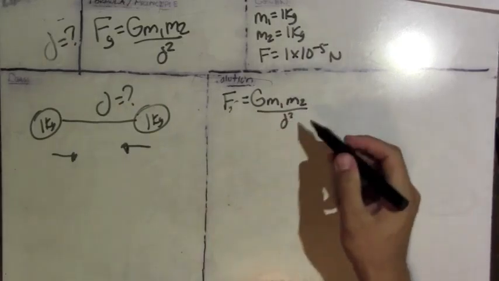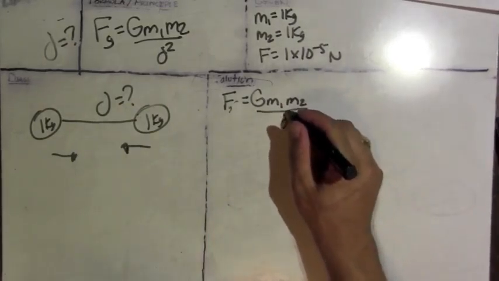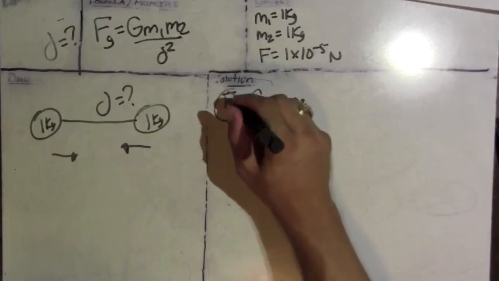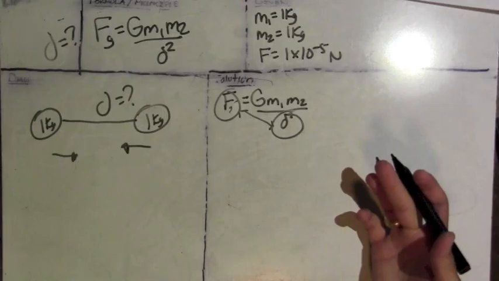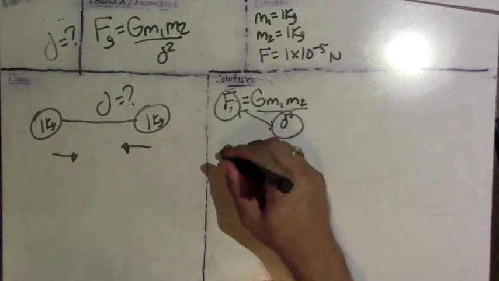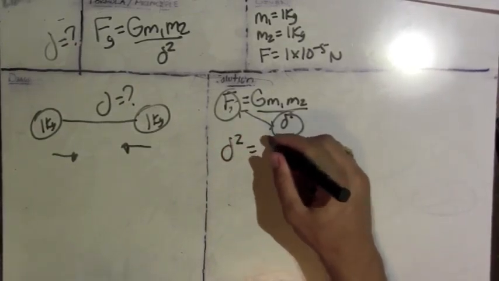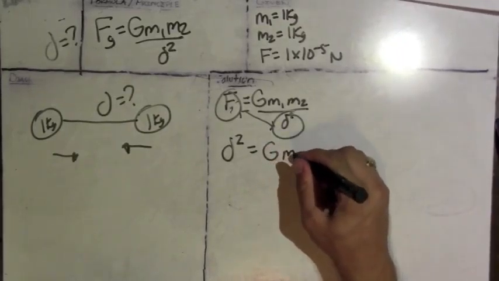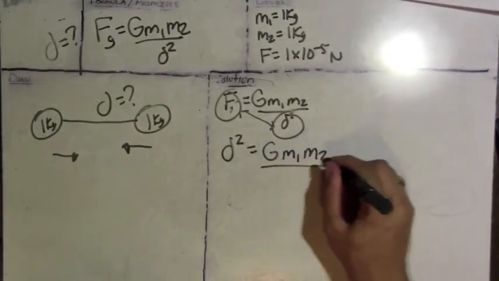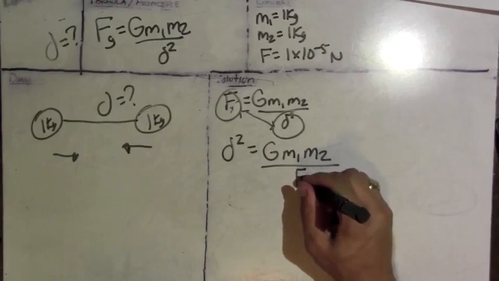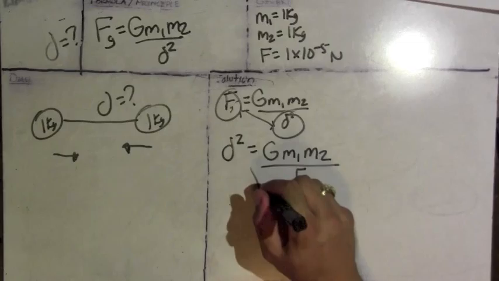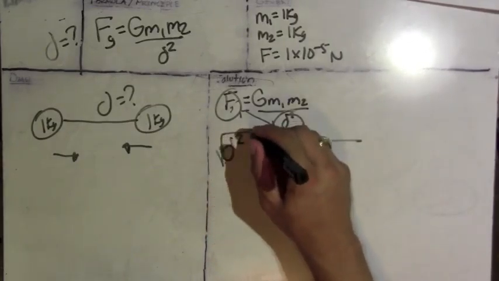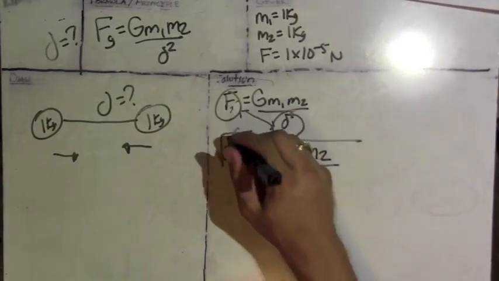So I'm going to rearrange and solve for d. How I'm going to do that is I'm going to basically switch this term and this term, multiply both sides by d squared, divide both sides by Fg, and when you do that you get d squared equals G m1 m2 over Fg. So now, in order to figure out what this is, I would take the square root of both sides, and that would give me my d value.